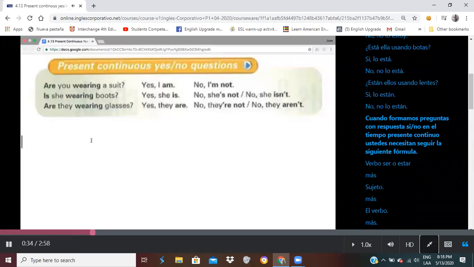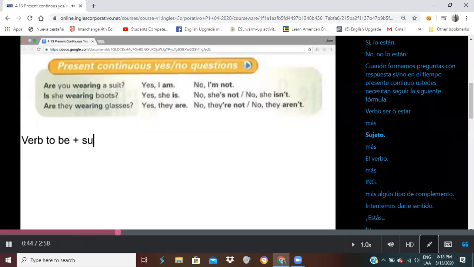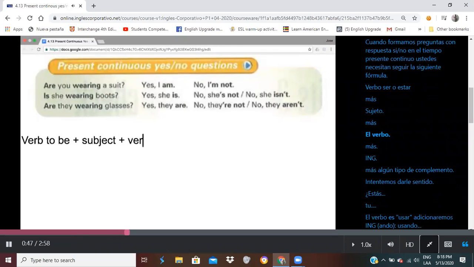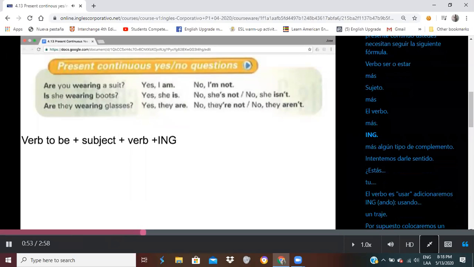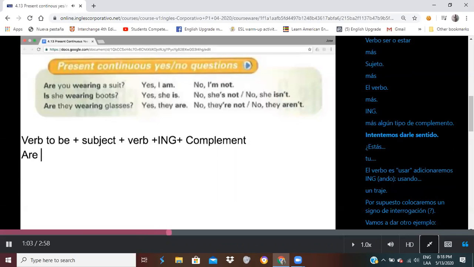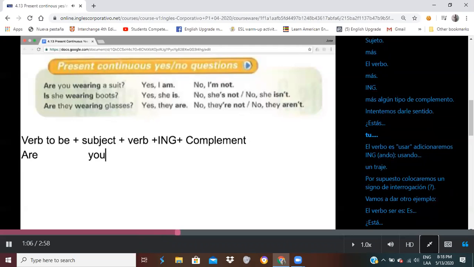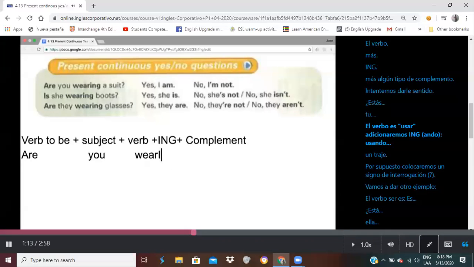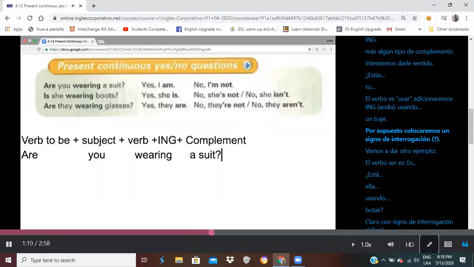When forming yes or no questions in the present continuous tense, you need to follow this formula. Verb to be plus the subject plus the verb plus ing plus some kind of complement. So let's try to make sense of this. Are you, the verb is wear, and we add ing to that, that will be wearing a suit. And of course, we put a question mark there.